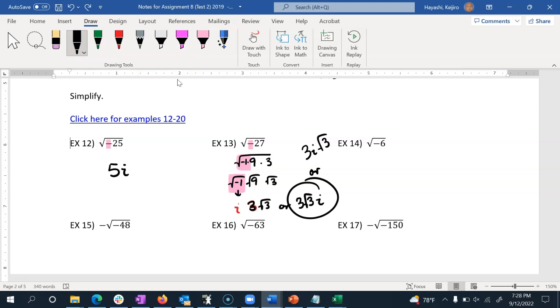There's a negative underneath the radical in example 14. So what does that mean that your solution is going to have? An i. Is there any way to simplify the square root of 6? No. So this is just going to be the square root of 6 i, making sure, again, that the i is not underneath the radical. You can also write i square root of 6. It doesn't matter.